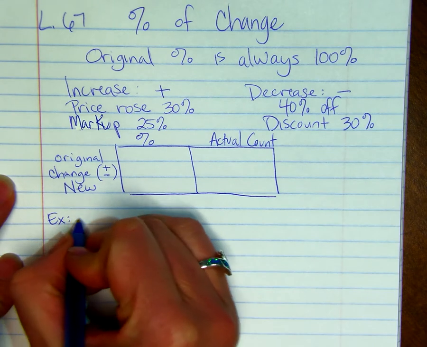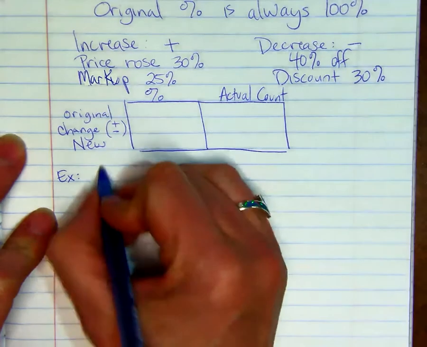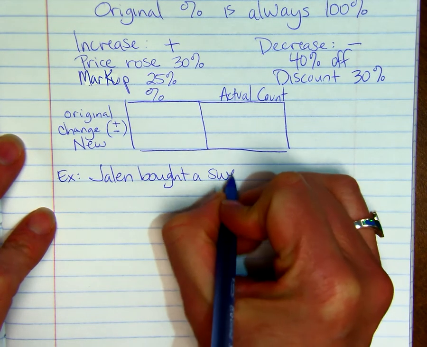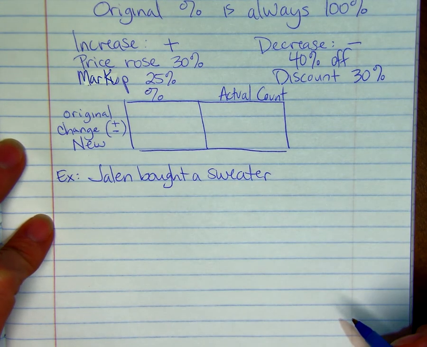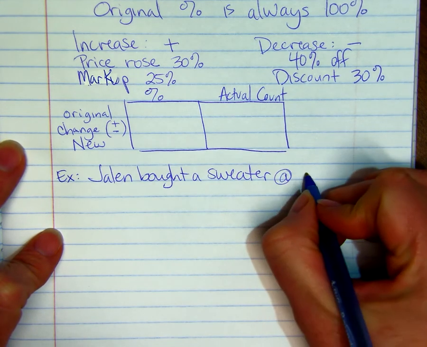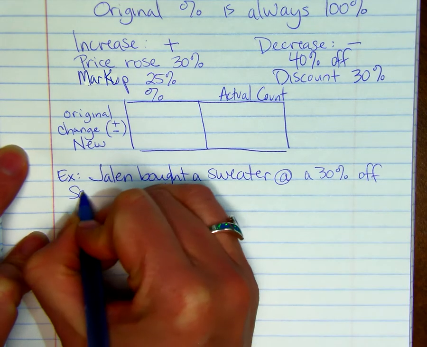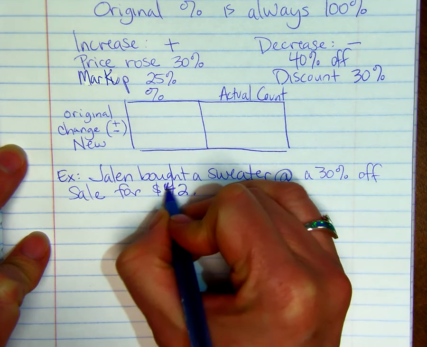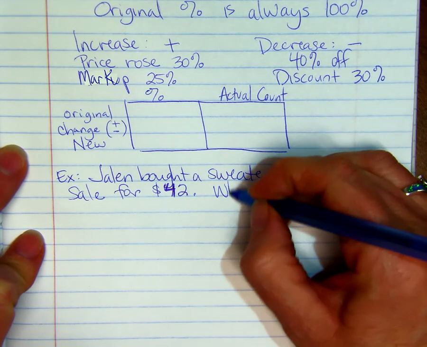So we're going to do an example here. Jalen bought a sweater at a 30% off sale for $42. So he bought the sweater at a 30% off sale, and he bought it for $42. What was the original price?